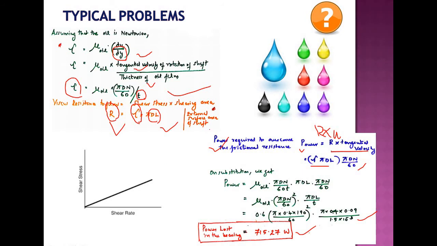So you have to understand two things. One is, once shear stress is given, how to estimate the viscous resistance. That is always the shear stress into shearing area. Okay, shear stress into shearing area. Then power loss will be that viscous resistance to overcome multiplied by tangential velocity.